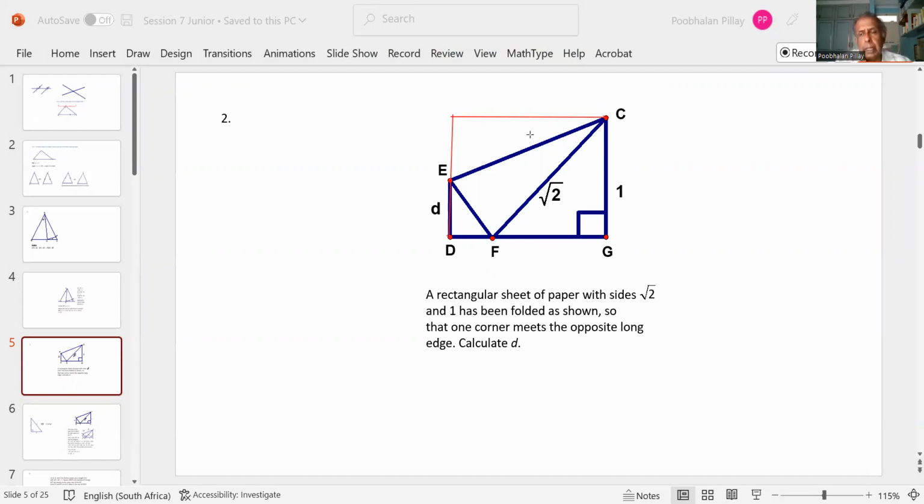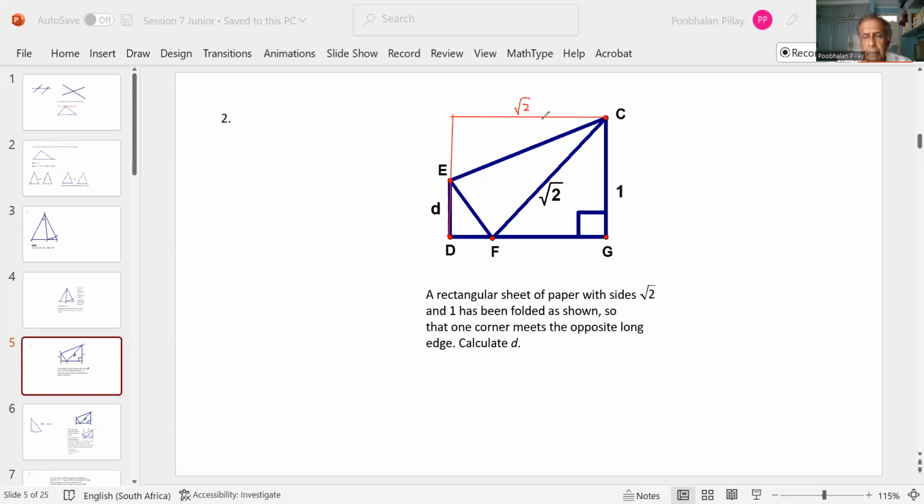So it says here, this sheet of paper with sides √2 and 1. So the 1 is here, and the other side would have been square root of 2. So the sides of the rectangle are √2 and 1. There it is, a rectangular sheet of paper with sides √2 and 1 has been folded.